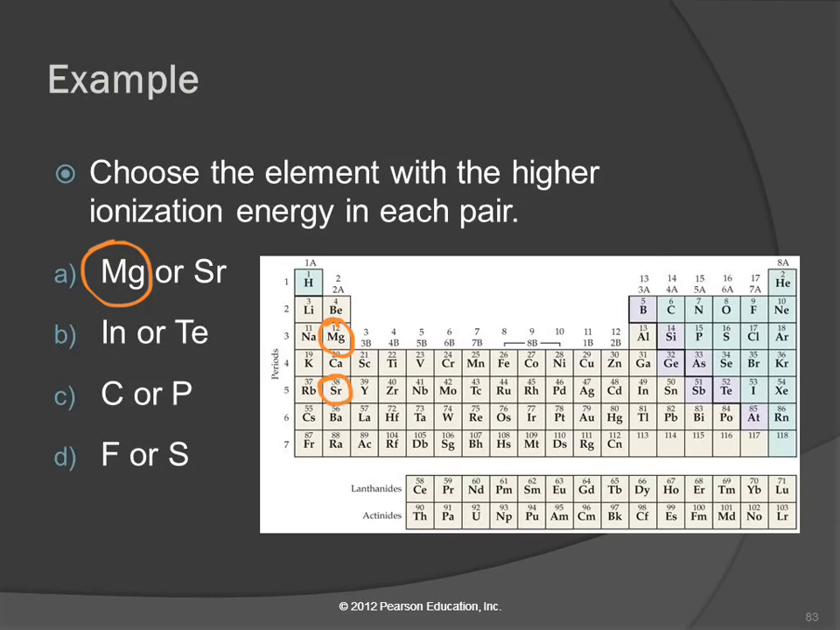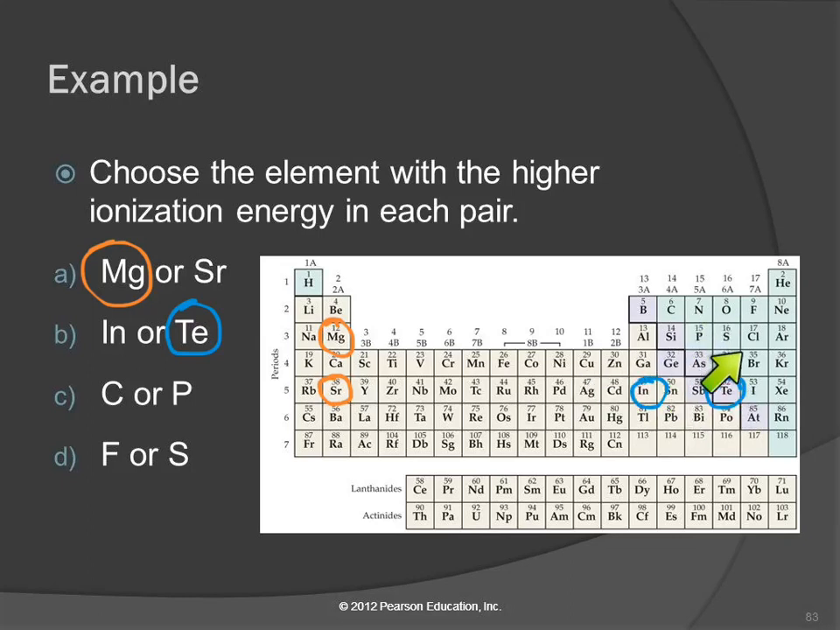Indium or tellurium. Let's find those guys. Here's indium, and there's tellurium. Which one has the higher ionization energy? Tellurium. As we go across, ionization energy increases.